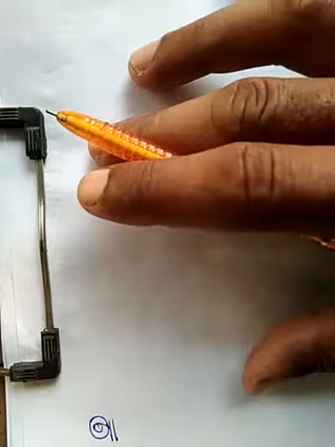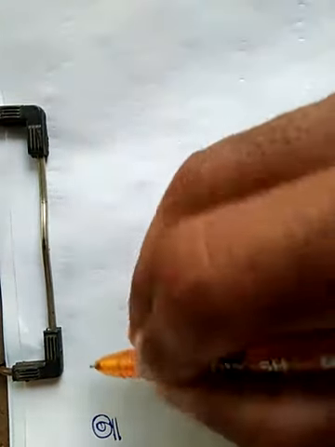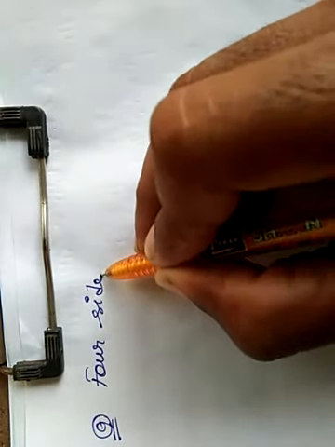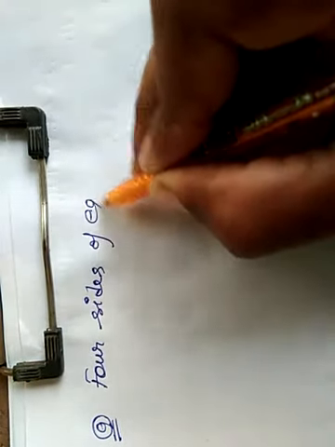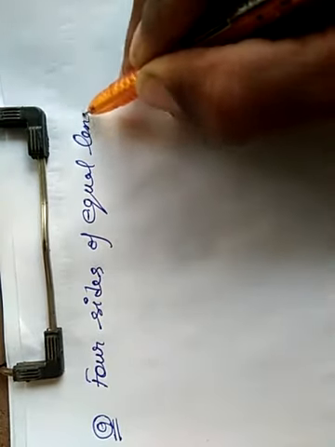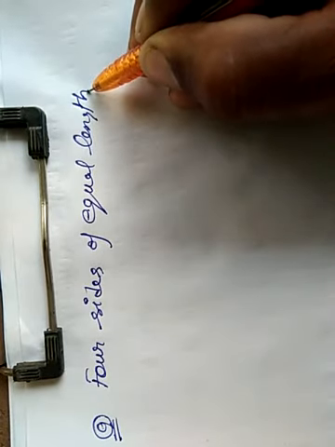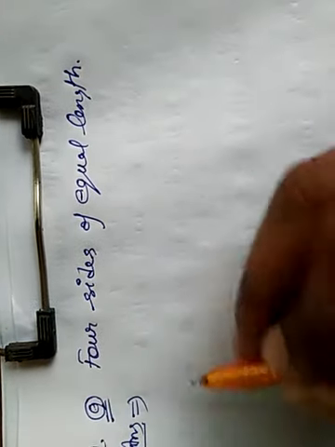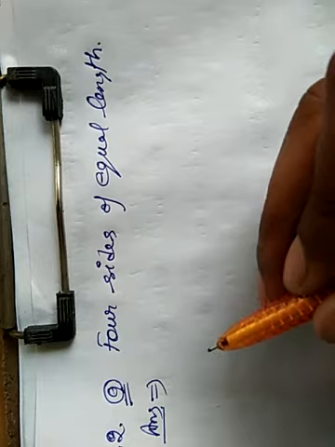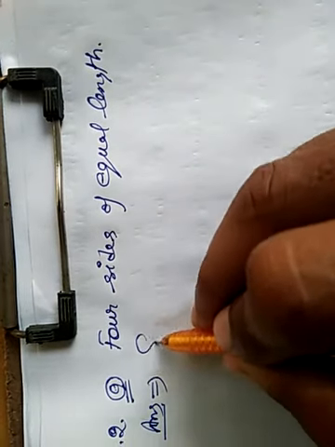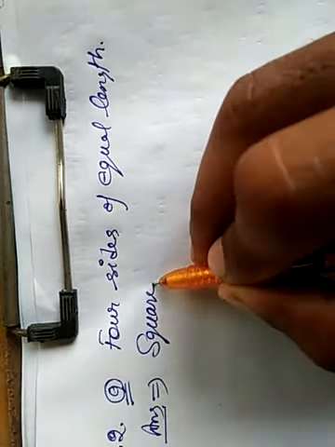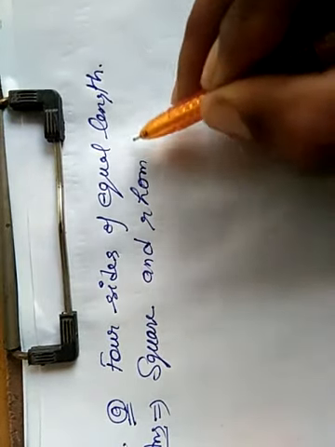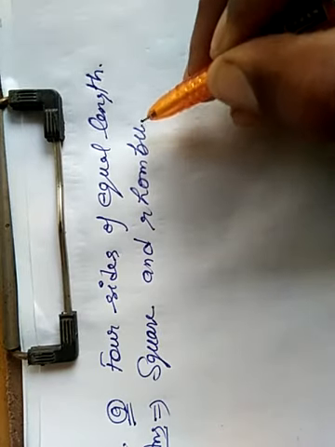A part is 4 sides of equal length. So the answer is square and rhombus.